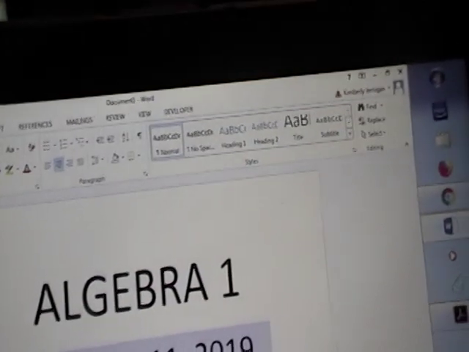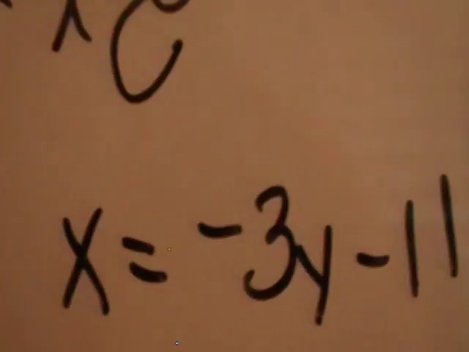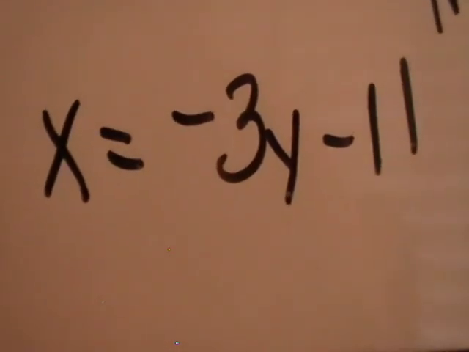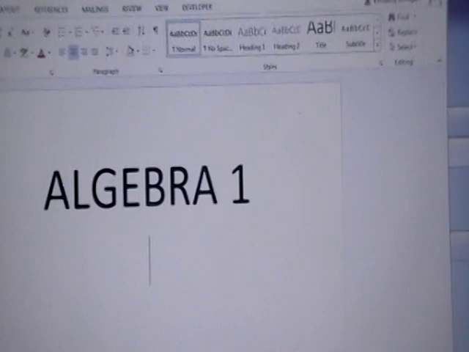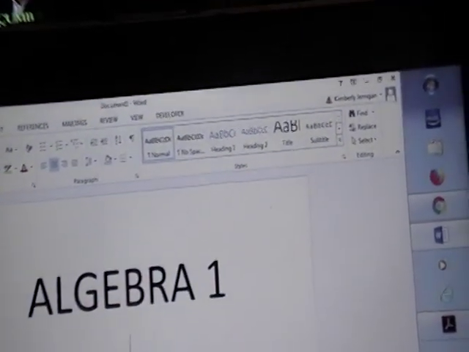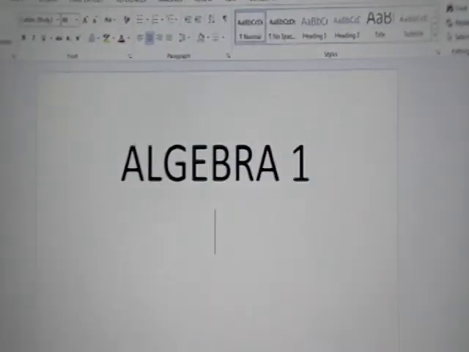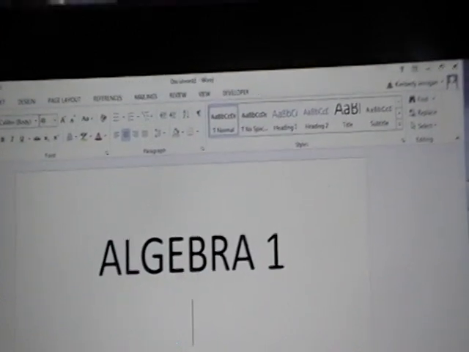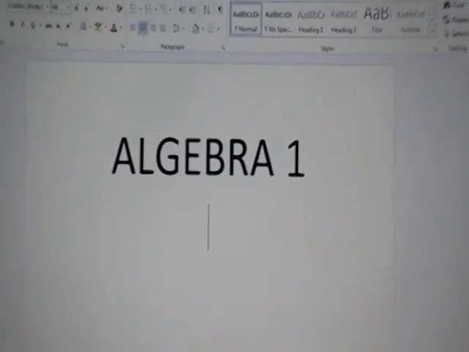So it involves moving the x or y. And so what you're going to get is x equals negative 3y minus 11. That's what you would substitute in. Now do the last one. And the last one, you're going to solve for x in the first equation. And it should be x equals 3y plus 0.